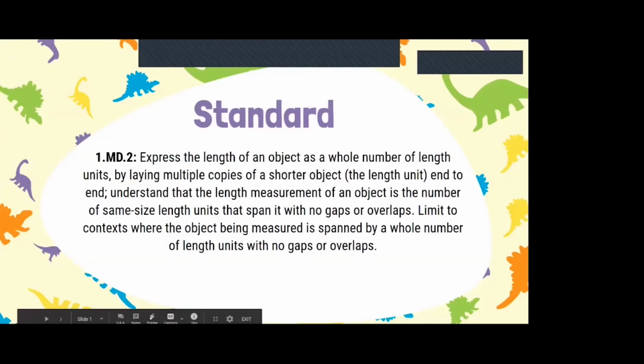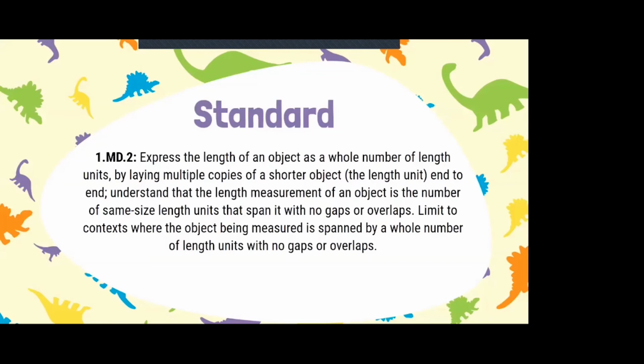I'm going to share my screen, and I got a doozy for you today. It's very long, but we're going to go over it. Here we go. Express the length of an object as a whole number of length units by laying multiple copies of a shorter object end to end. Understand that the length measurement of an object is the number of same-size length units that span it with no gaps or overlaps. Limit to context where the object being measured is spanned by a whole number of length units with no gaps or overlaps. So that is a mouthful.